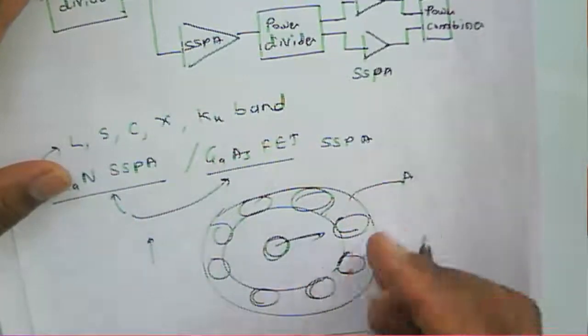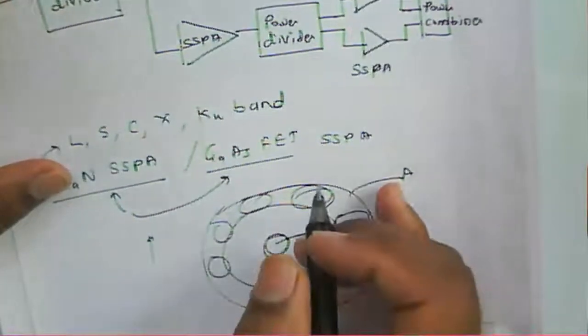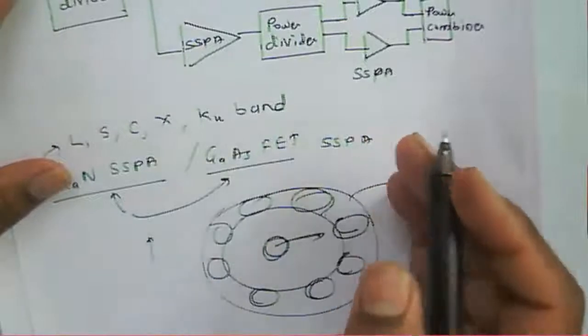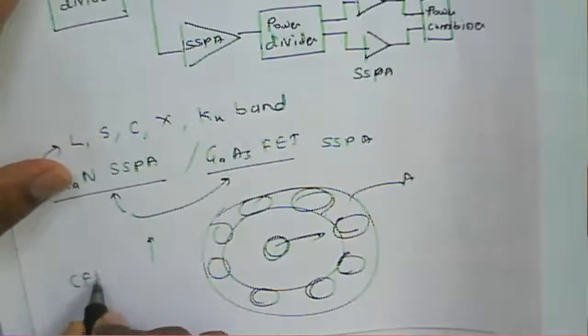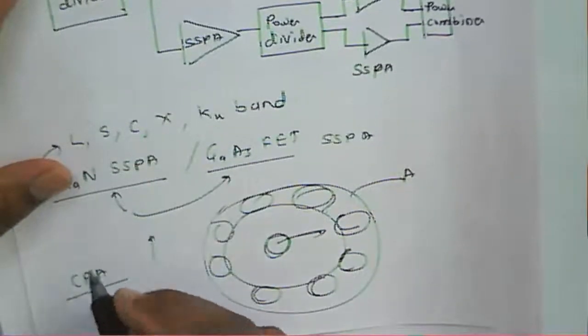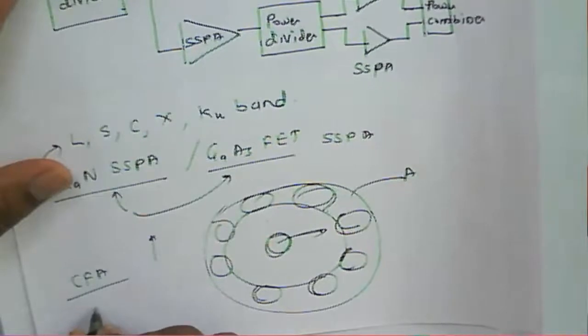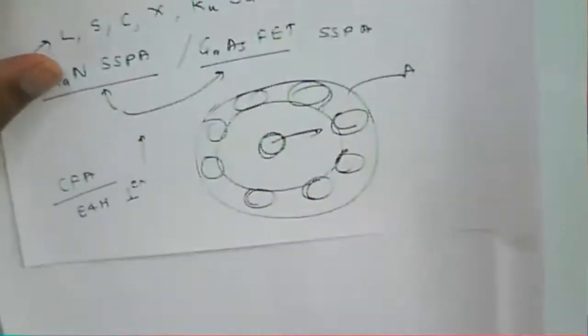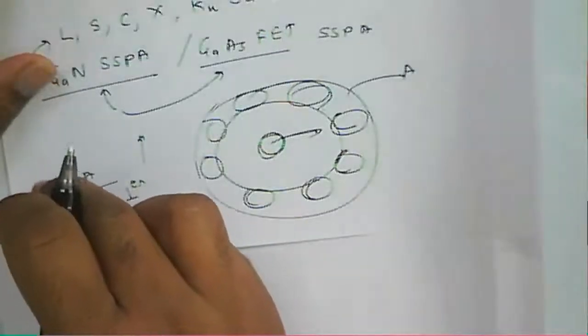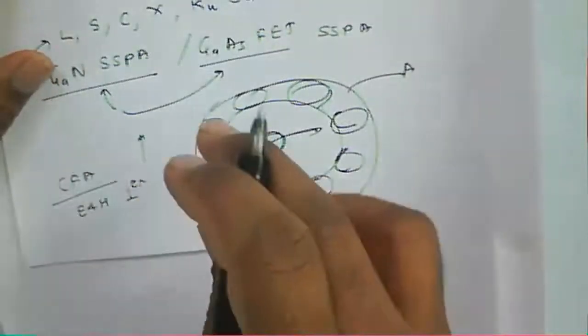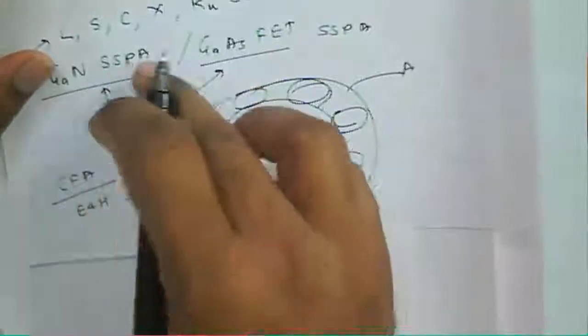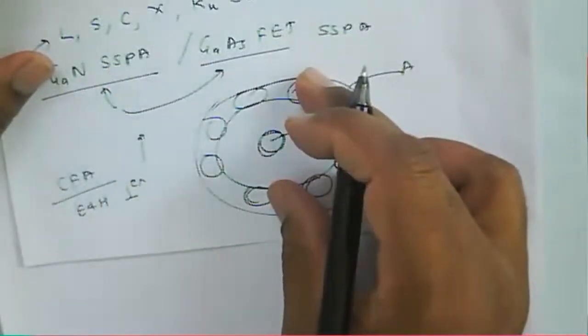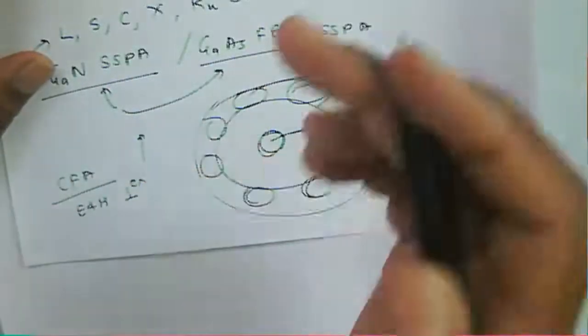So here the electric field and magnetic field are perpendicular to each other, and that's why it is called a cross field amplifier. Cross field amplifier means what? E and H are both perpendicular here, and that mechanism is used in a cross field tube amplifier. It can be a forward cross field amplifier or a backward cross field amplifier.